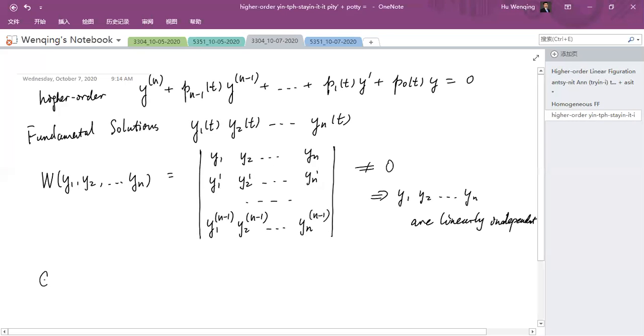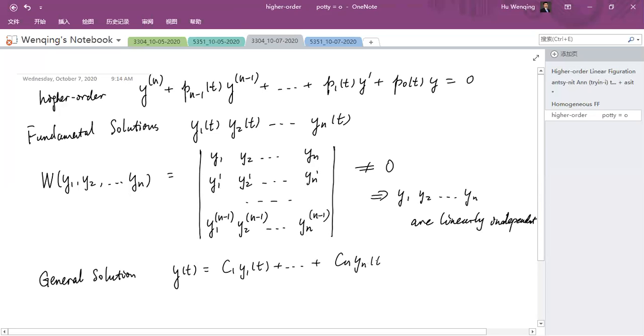And then you're going to say that the general solution y of t is c1 y1 of t plus dot dot dot plus cn yn of t. It's just a linear combination of those solutions, y1 of t until you reach yn of t. Okay, so that's going to be your scenario. So that's what we will call the theorem.